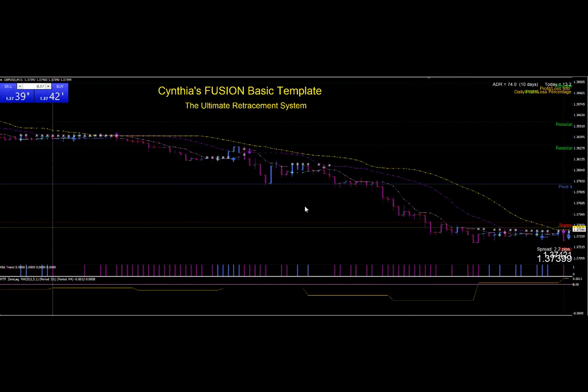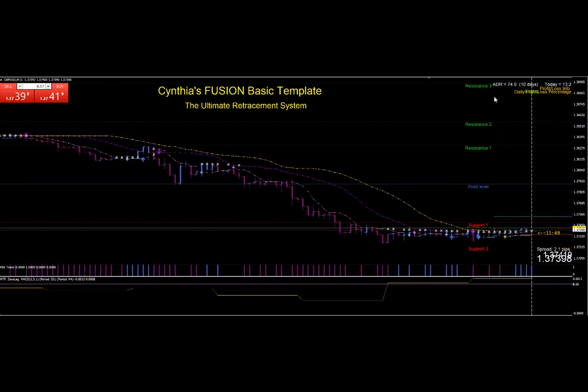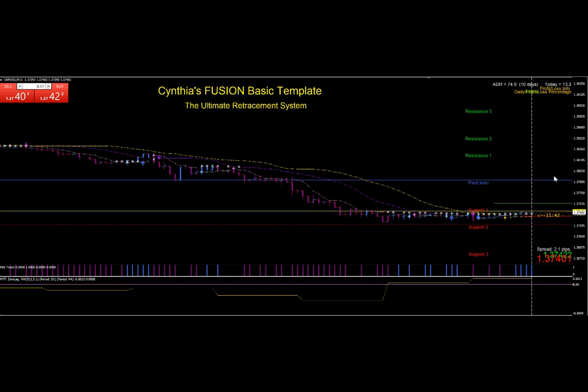And you can exit at any of the Fibonacci levels. Here are the Fibonacci levels. You have resistance 1, 2, and 3, the blue pivot line, and here's support 1, 2, and 3. It's after 5 p.m., so you can see the trend is very flat. Momentum has completely died away, and support 1 was the place where you should have completely exited all of your trades.